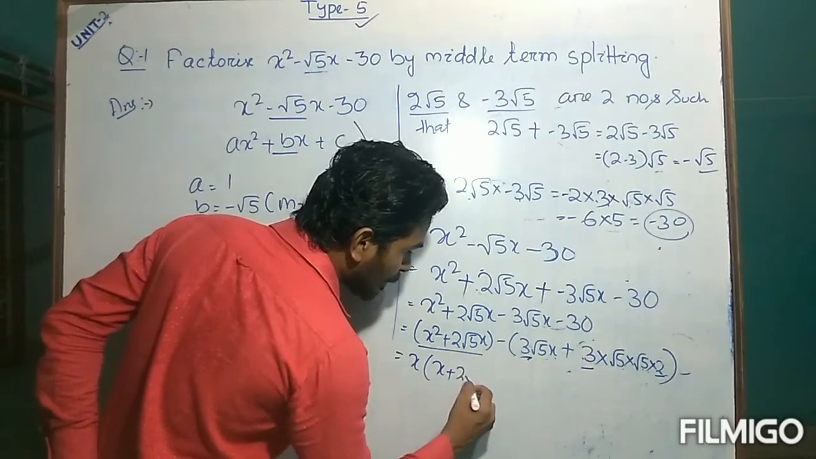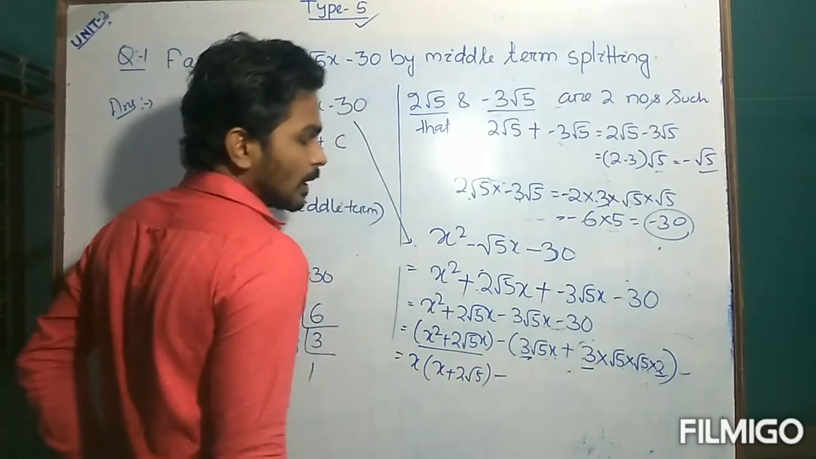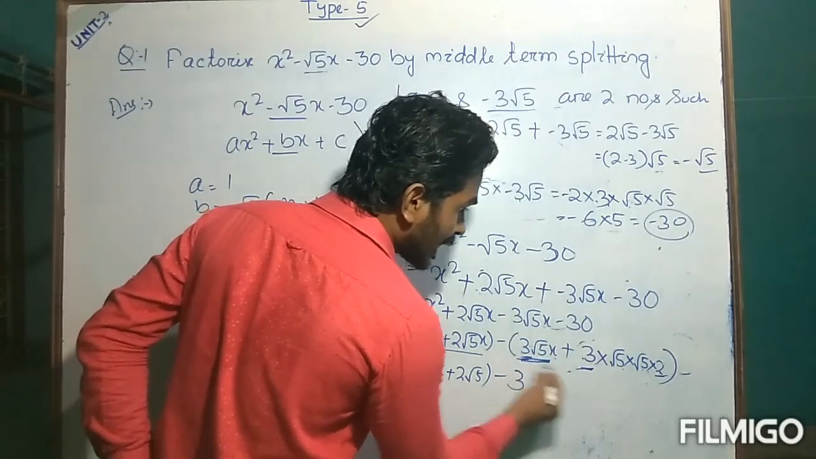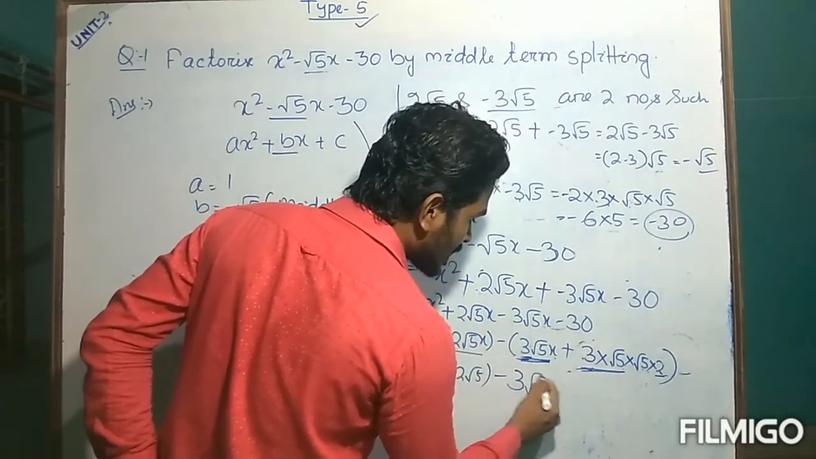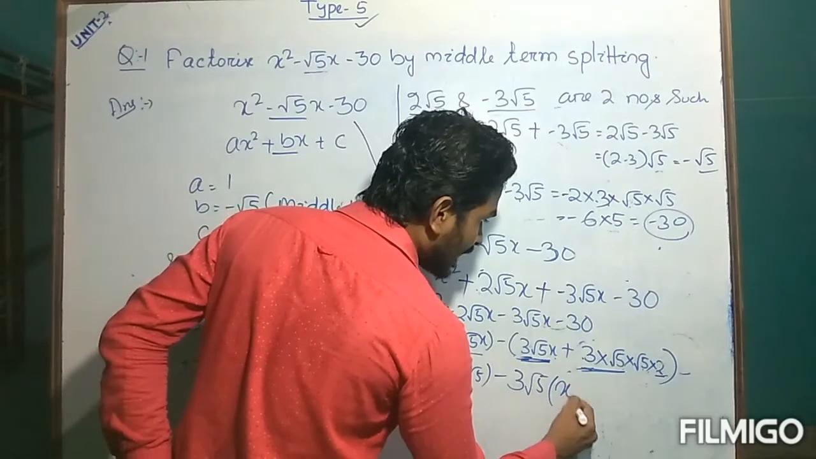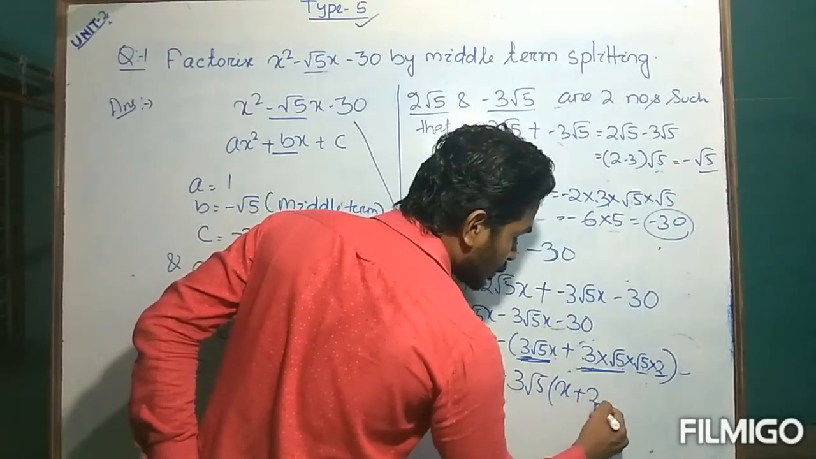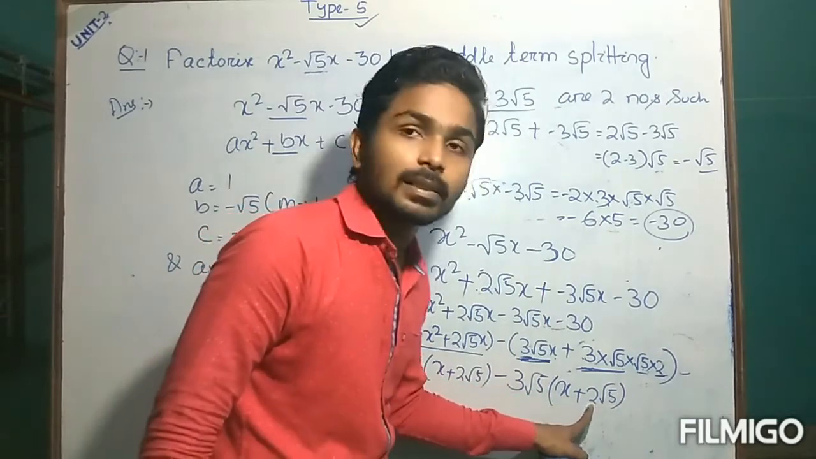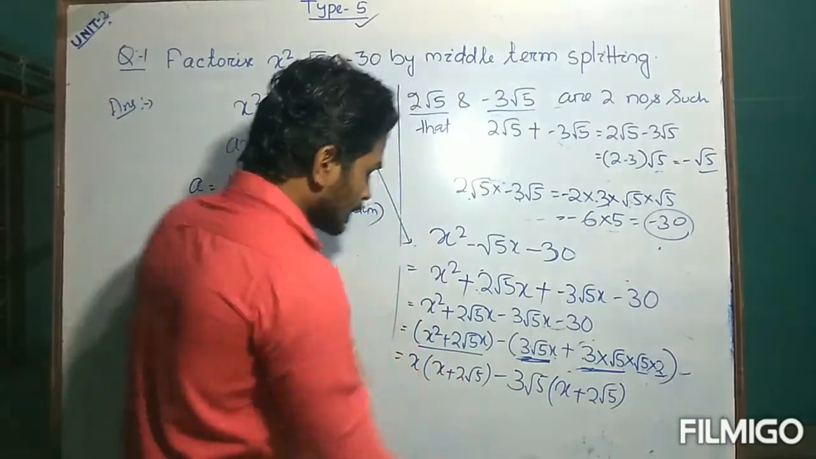It will be x plus 2 root 5 minus, from these two parts you can see 3 can be taken as common and root 5 can also be taken as common. Yes or no? Yes. So the remaining part is x plus, here the remaining part is 2 root 5. You have to write the rational parts first, then the irrational ones.